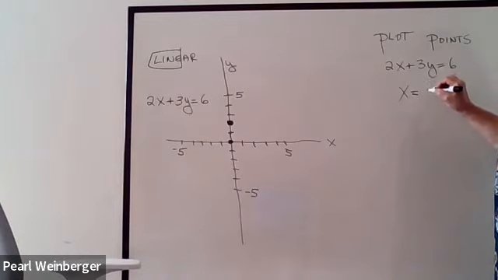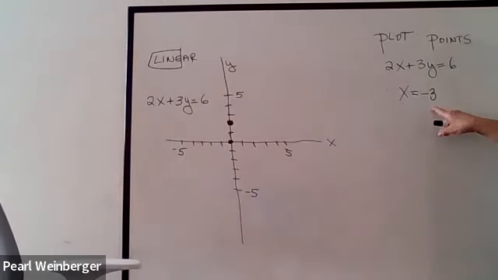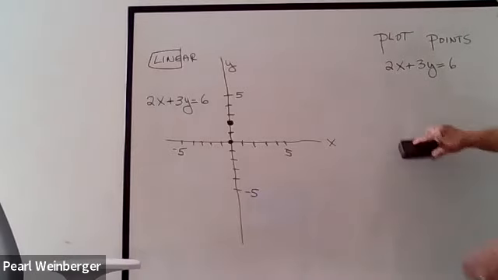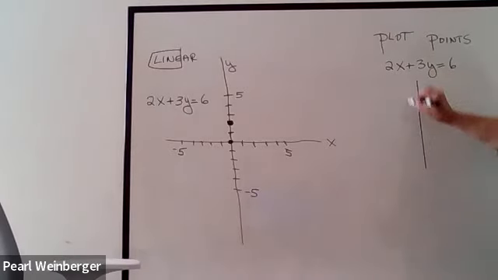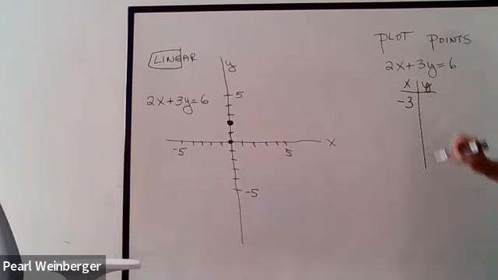Suppose I pick x to be -3. I'm just picking any number. Suppose I pick any number for x that I want. I'm making actually a chart of values. So let's do it this way. Let's say pick x to be -3.